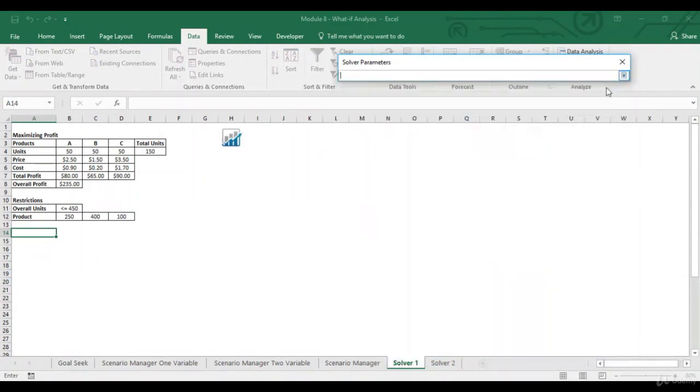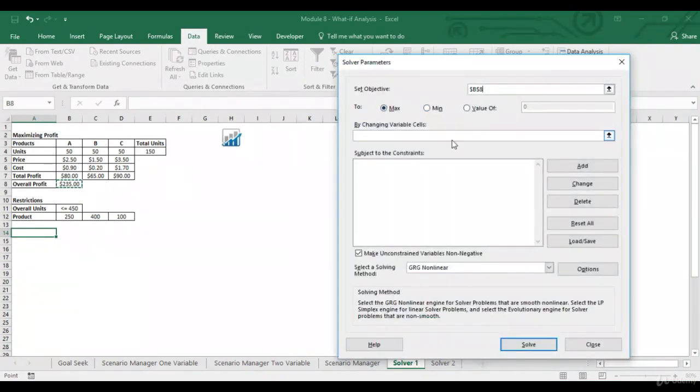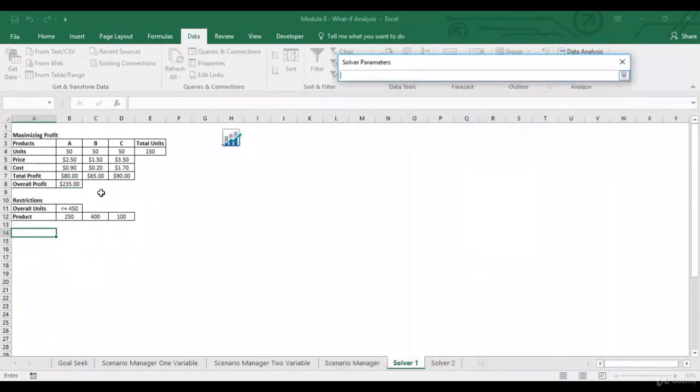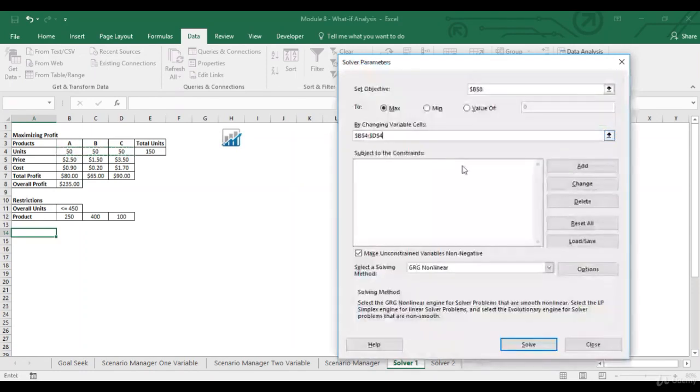Set objective. We want to maximize overall profit. We want to maximize it by changing variables. The variables which will change over here are these units which are being produced, because this is the only thing which we can change. The price and the cost will remain the same. So it is this production of units which we want to optimize.